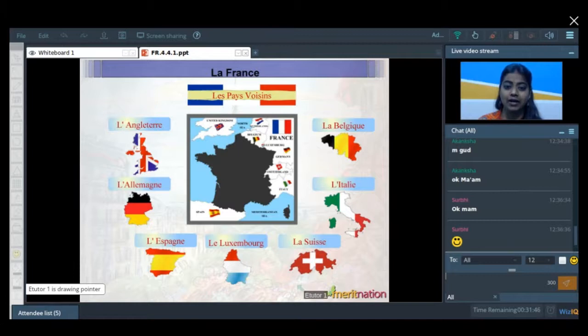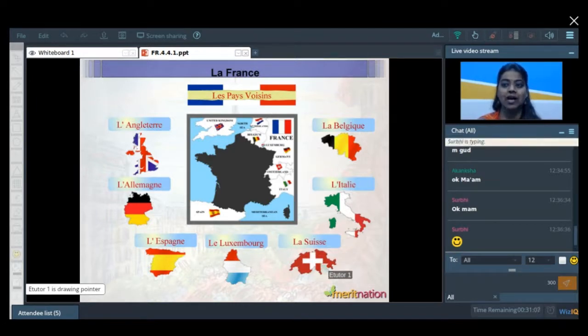Le pays voisin. Le Luxembourg. Do you know that Luxembourg is a masculine country? That is why we have used L-E, the definite article le, because Luxembourg is a masculine word. La Suisse. Suisse is Switzerland, and because it ends with E, do you know that rule? We call it a rule that the countries which end with E are feminine countries. So Switzerland is a feminine country, La Suisse.